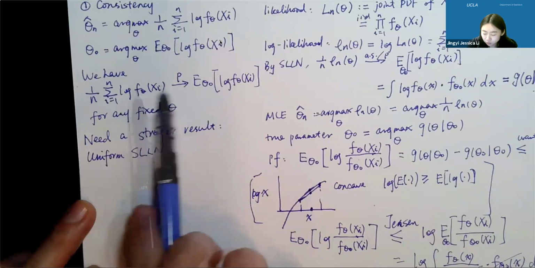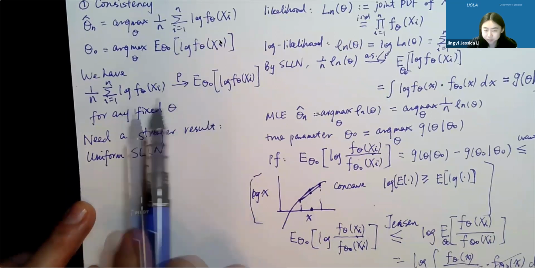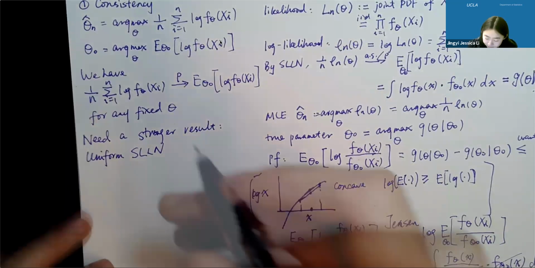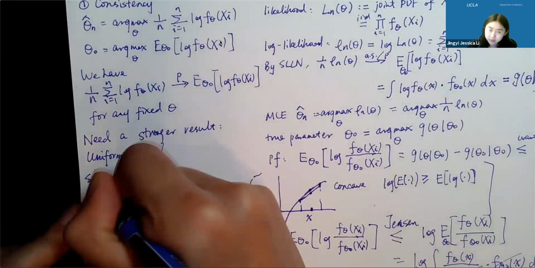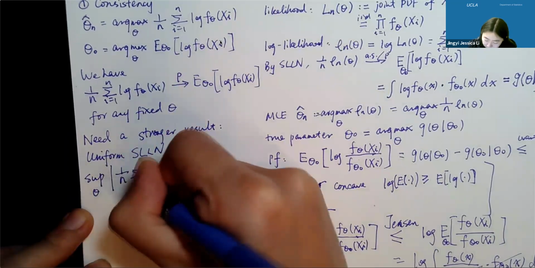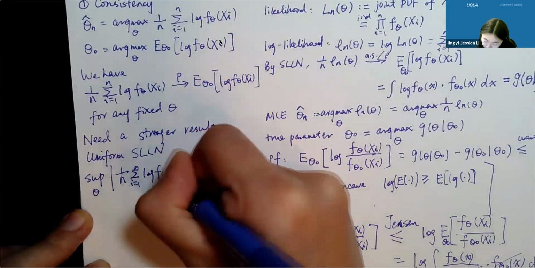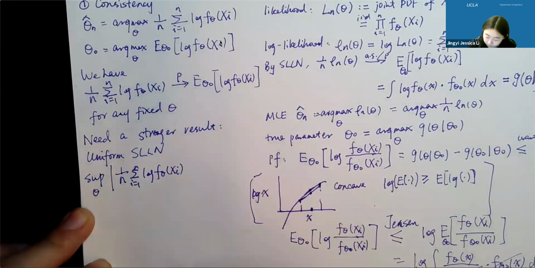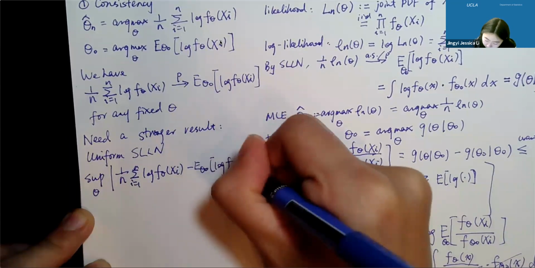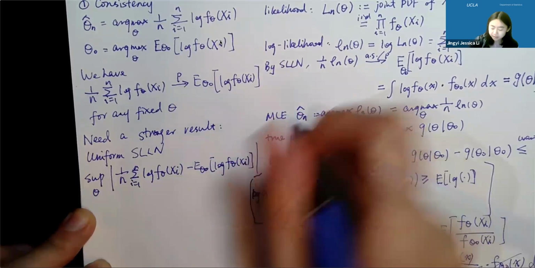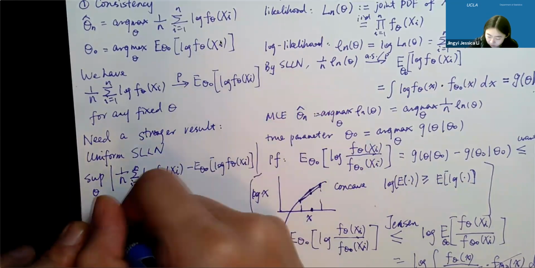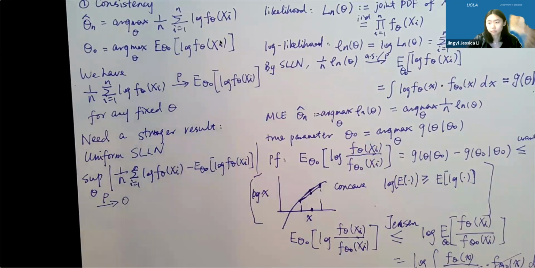Compared to what we have here, this is like the point-wise strong law of large numbers, point-wise in terms of theta. To make this stronger, I take the sup over theta of the difference between this average and the expectation. I take the absolute value, and I want the sup to go down to 0 in probability. That's what I want.